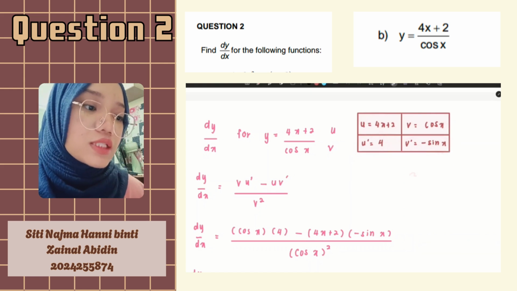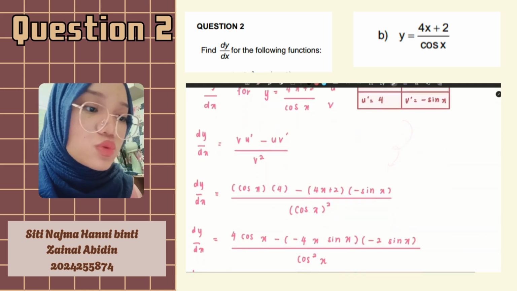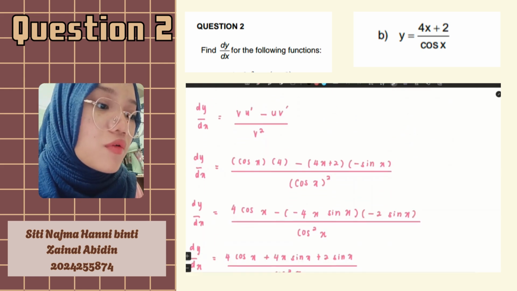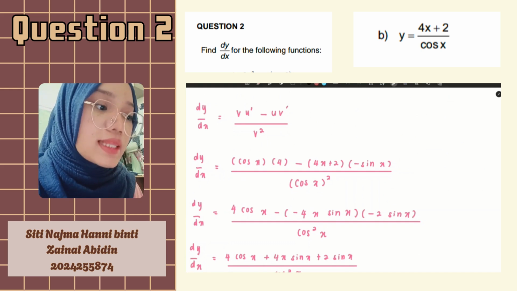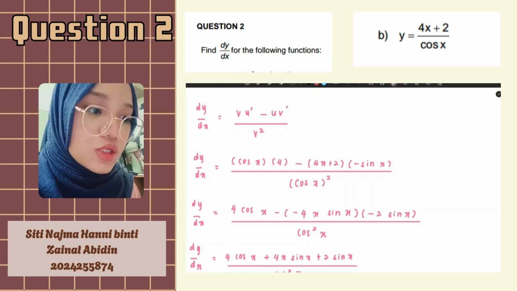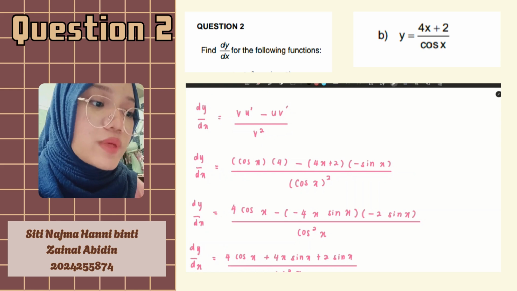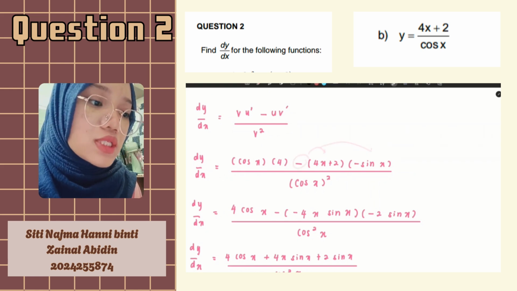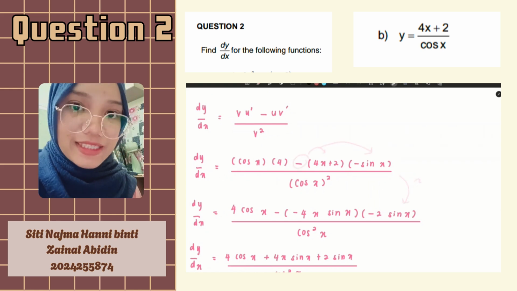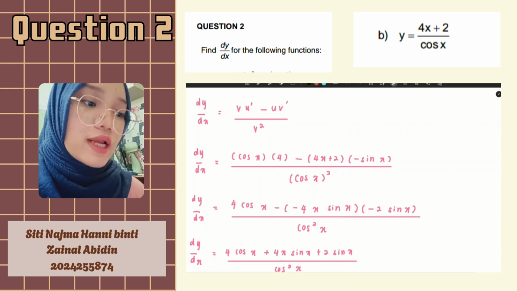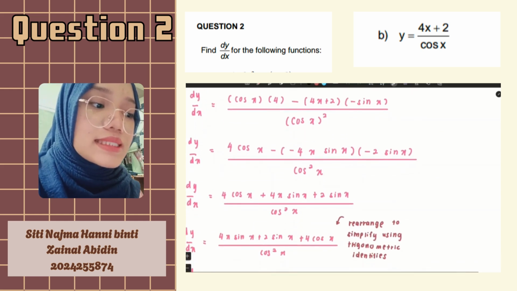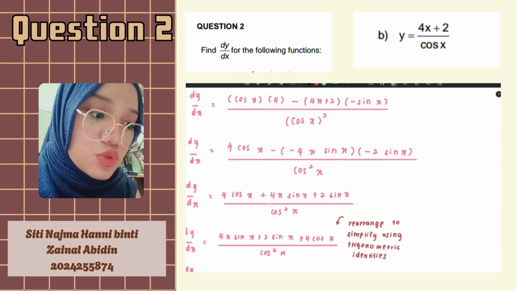substitute all of that into the formula: dy/dx is equal to open bracket cosine x times 4 close bracket, minus open bracket 4x plus 2 close bracket times negative sine x, all over cosine squared x. Next, I will expand and simplify the numerator. 4 times cosine x is 4 cosine x. Then negative times negative gives us positive. So I will expand open bracket 4x plus 2 close bracket times sine x to get 4x sine x plus 2 sine x.